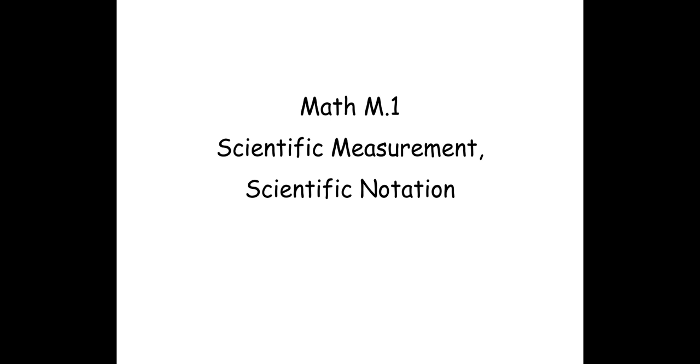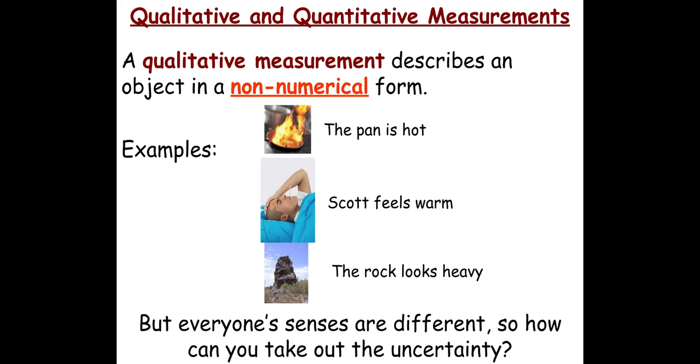So, at the beginning, what we did was scientific measurement and scientific notation. All right, so there are two types of measurements. Measurements can either be qualitative or quantitative. When we're talking about a qualitative measurement, it describes non-numerical forms of measurement.